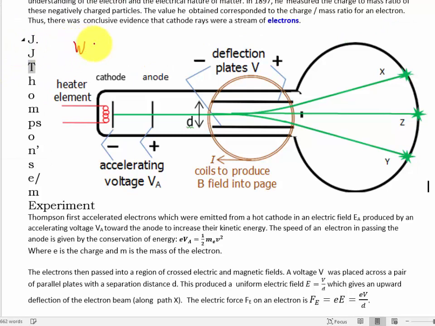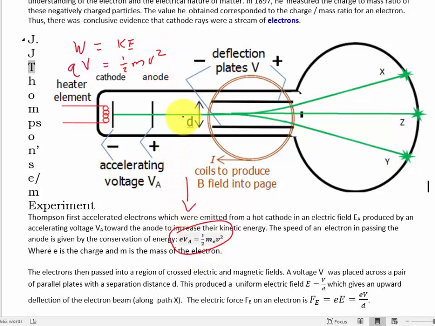So if I were to write this out, I would say that the work that is done to them is going to be equal to their kinetic energy. The work that is done is just the charge that these particles have multiplied by their voltage, and this is going to be equal to 1/2 mv squared. So that's where this equation right down there comes from.